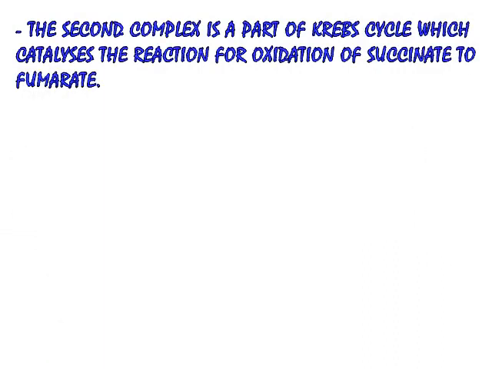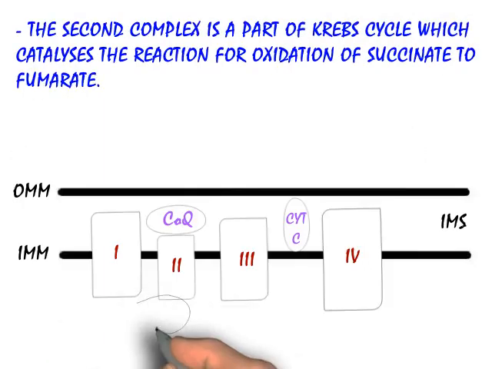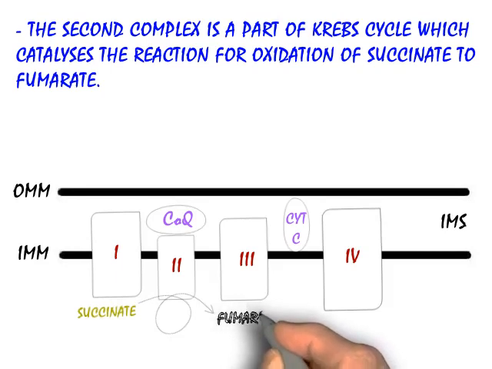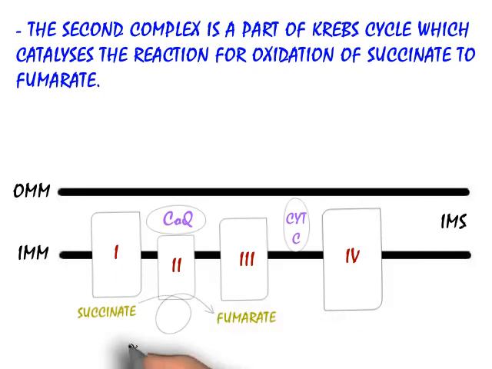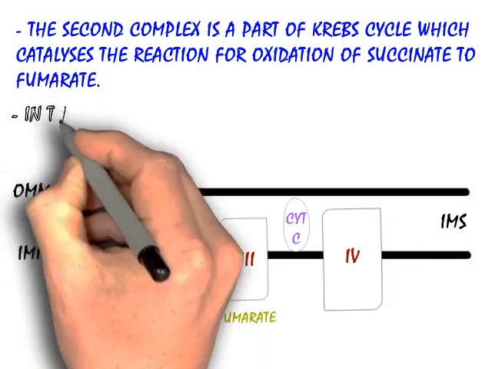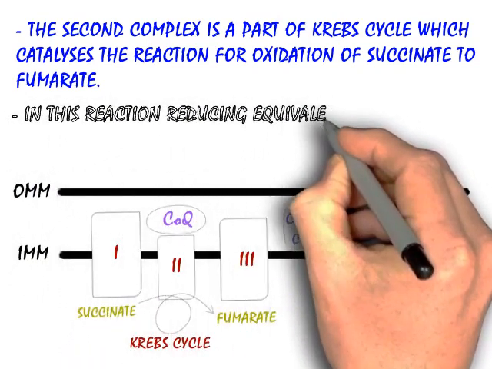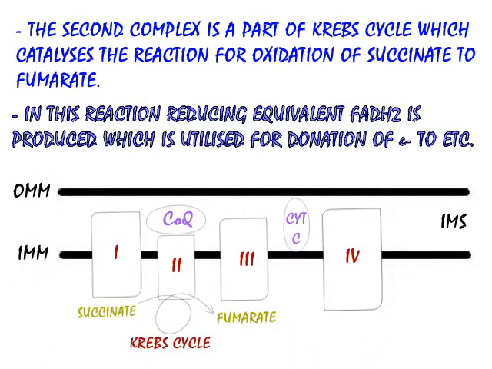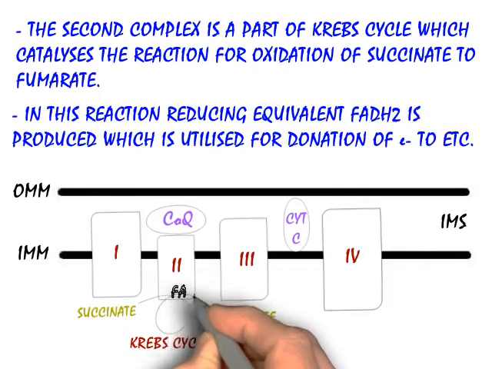The second complex is a part of Krebs cycle which catalyzes the reaction for oxidation of succinate to fumarate. And during this reaction, the reducing equivalent FADH2 is produced. And this reducing equivalent FADH2 donates its electron to the complex number 2, which further donates its electron to coenzyme Q or the ubiquinone.